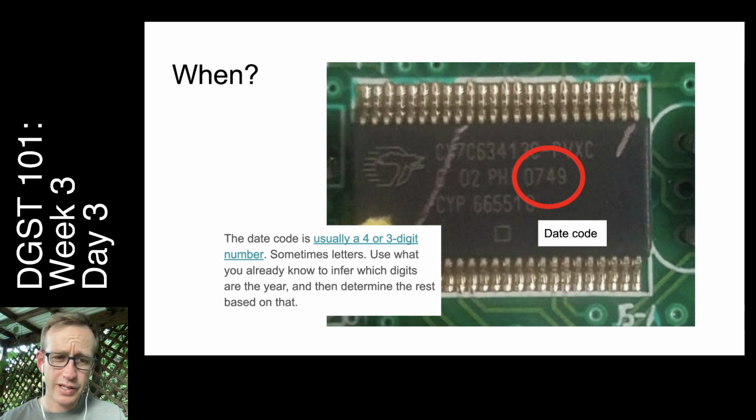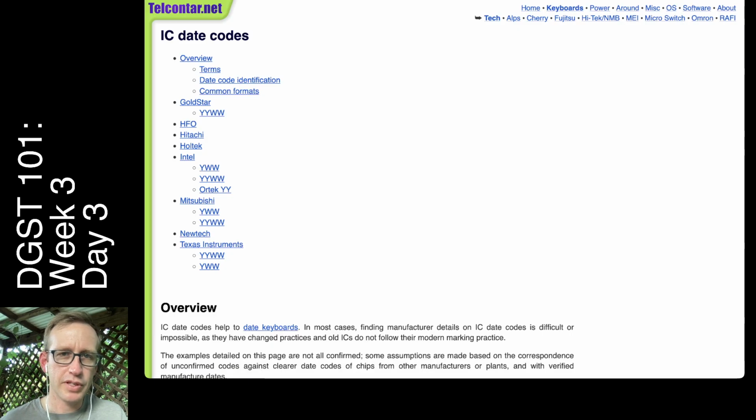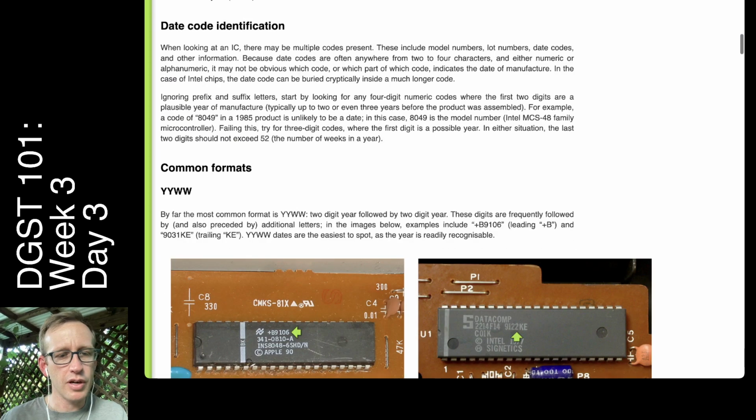I also know when this was made, and I can do that because I can interpret this date code. Date codes follow a particular set of formats. If you Google IC date codes, that's what you're looking for. On this web page, and there are a couple more, this breaks down some common formats that you'll see, and you basically have to use context to figure out which one makes sense for your object.